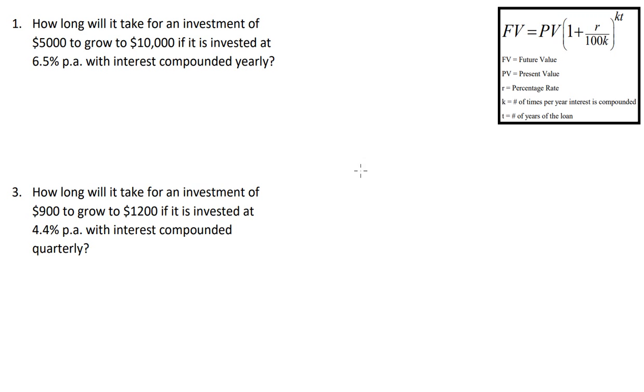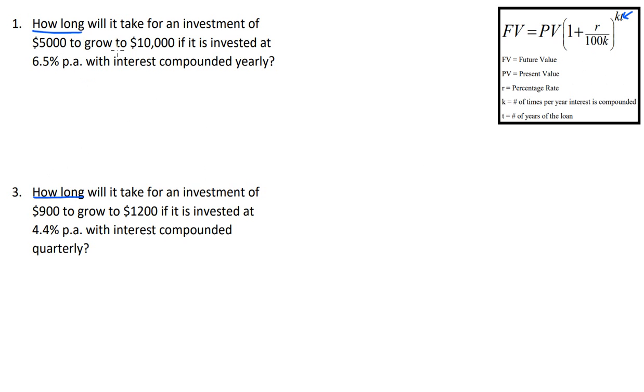I'm going to take you through some of the problems on the 24/5 Part 3 worksheet. Okay, first one. How long will it take for an investment of $5,000 to grow to $10,000 if it's invested at 6.5% per annum with interest compounded yearly? So, how long? Notice all of these on the worksheet start with how long. That's going to be time. We're going to solve all of these for time.